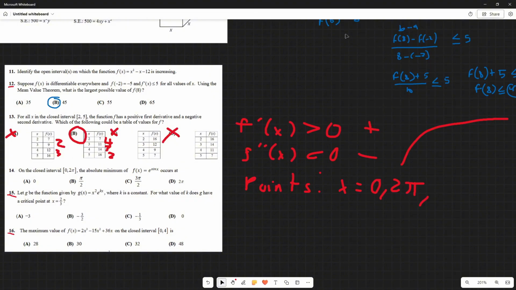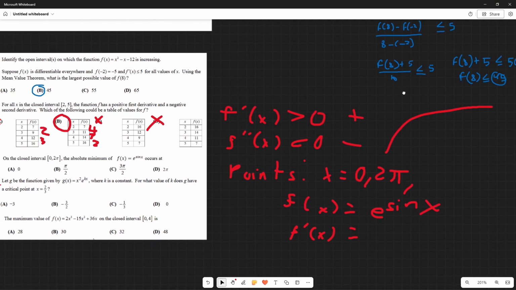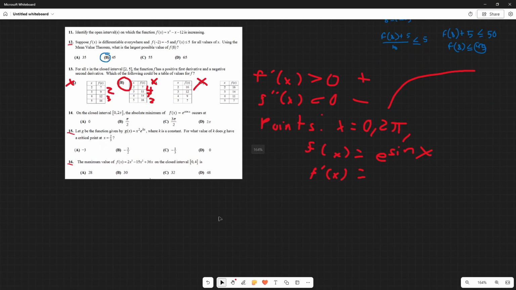So what other points do we need to check, right? We need to find when f prime is going to be 0 or undefined, all right? So we have f of x equals e to the sine x, right? So f prime of x, chain rule, right? So first we find this thing, e to the something, that's going to be itself, times the derivative of sine x, which is going to be cosine x, right? So when is this going to be 0, right?